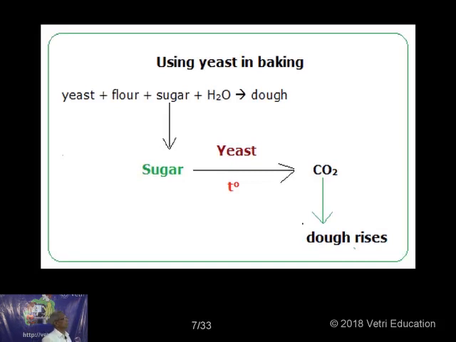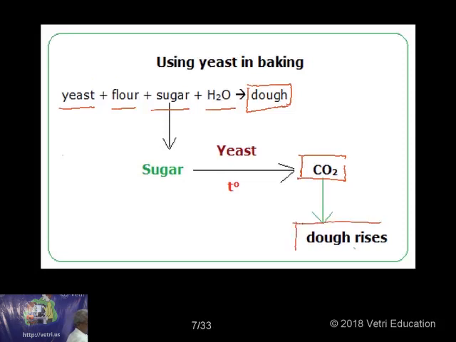See how the yeast is used in baking. You take the yeast and then mix it with the flour. Then a little bit of sugar is added and water is added. The whole thing becomes a dough or batter. When the sugar is added to the yeast directly, it produces carbon dioxide, and then the dough rises because of the carbon dioxide.